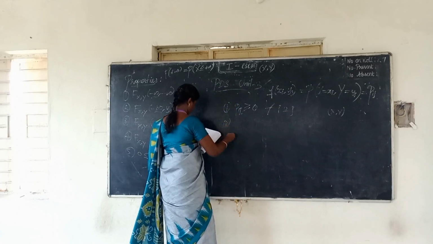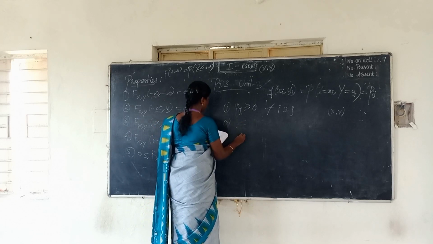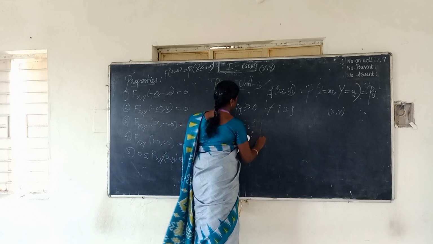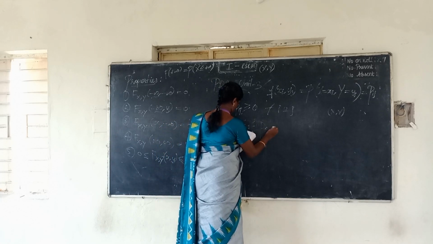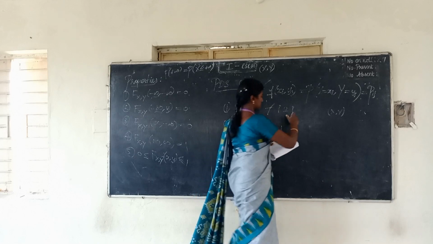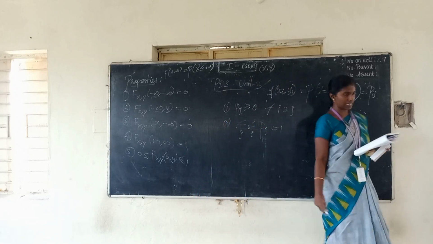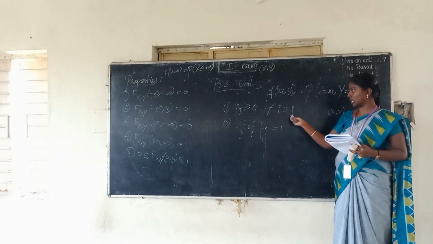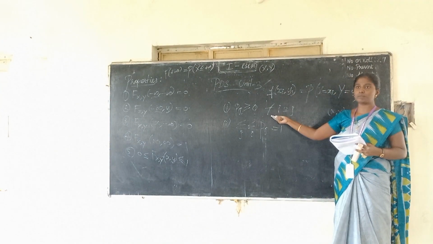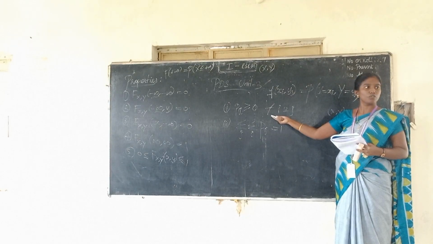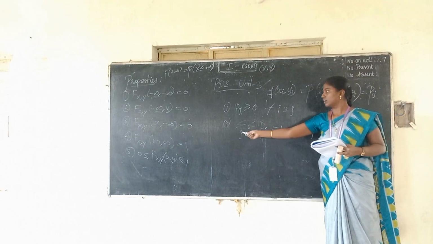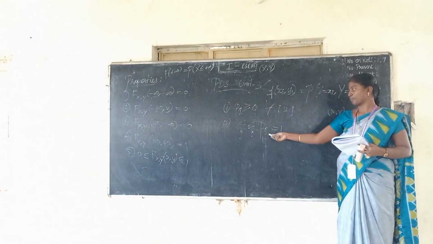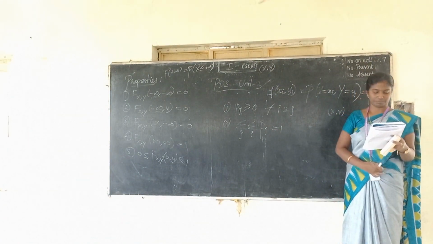Second one, summation over j, summation over i, Pij equal to 1. Write down this. The following conditions are satisfied. First one, Pij greater than or equal to 0 for all i and j. The symbol, what is the meaning of the symbol? For all. Then two, summation over j and over i, Pij equal to 1.